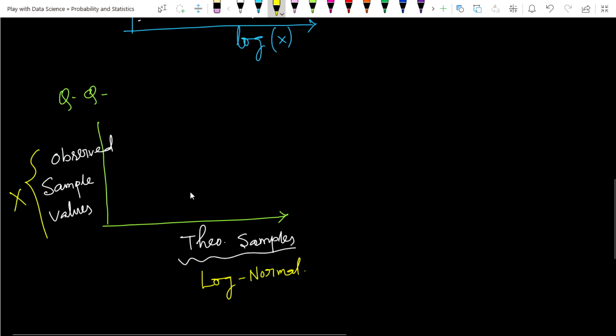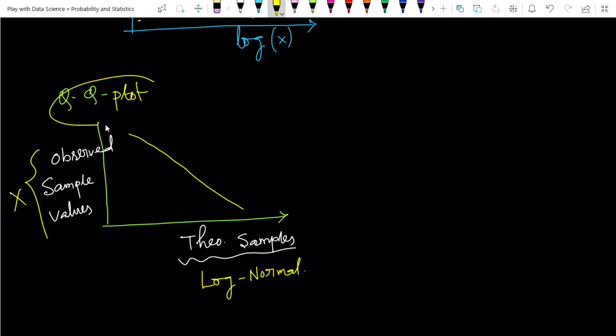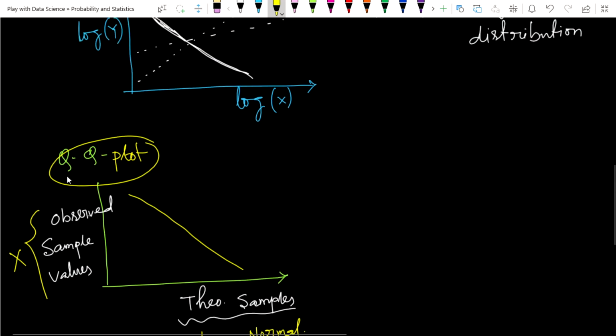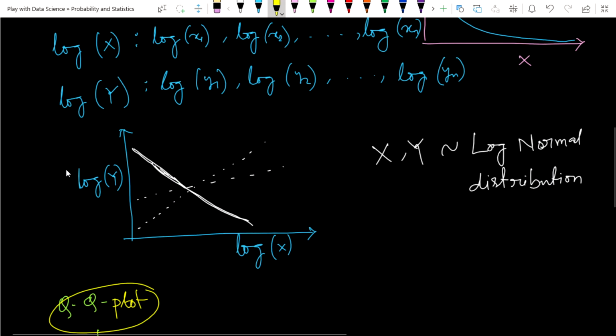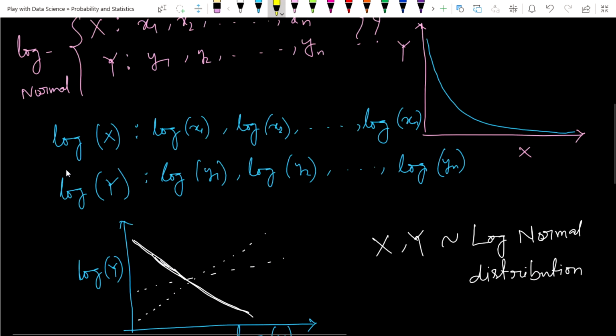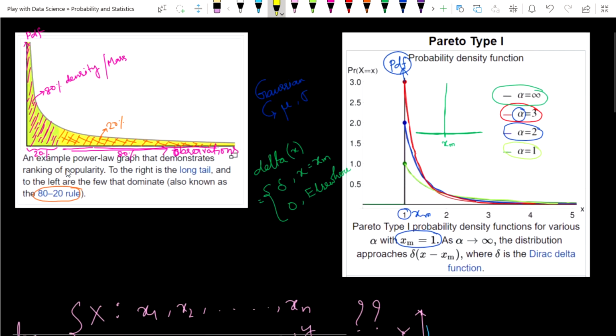If these two things lie on a straight line like that, then we can say that this x follows the log normal distribution. This is another way to find its distribution, whether it follows the log normal or not. And the main things are what kind of distribution it is, and what the probability density function looks like.